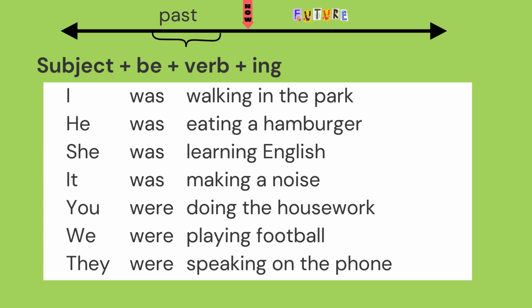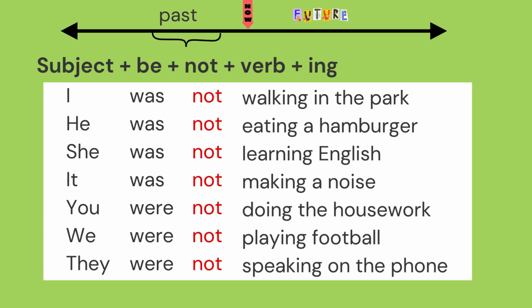Now, do you remember where the not goes? Does it go before the was or after the was? Do you remember? It goes after, between the two verbs. So I was not walking in the park. Read with me. I was not walking in the park.